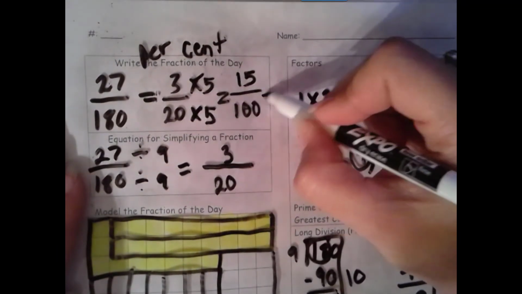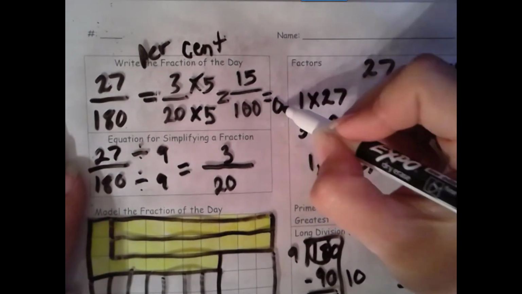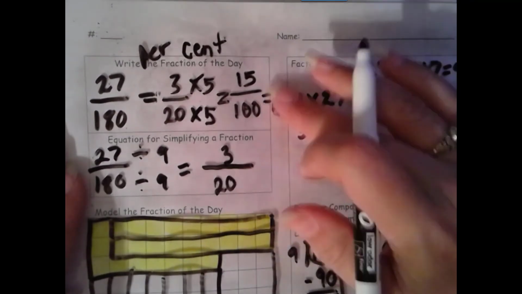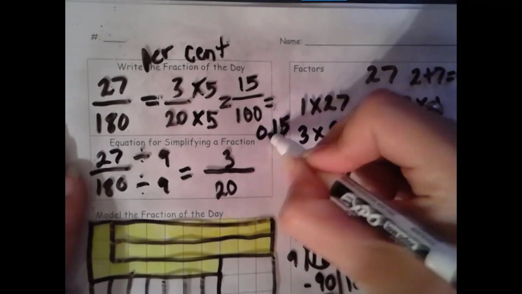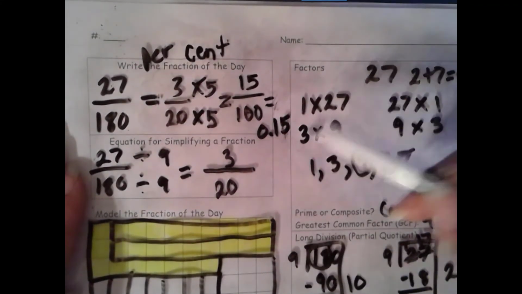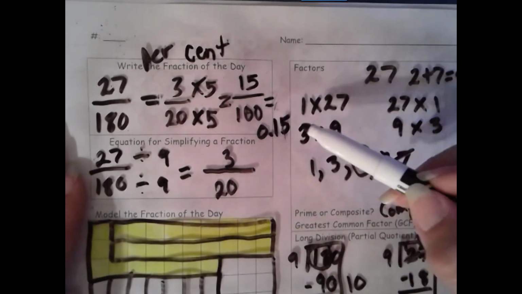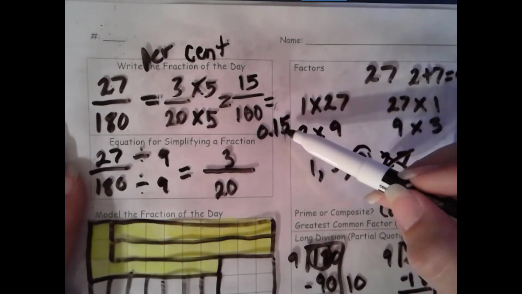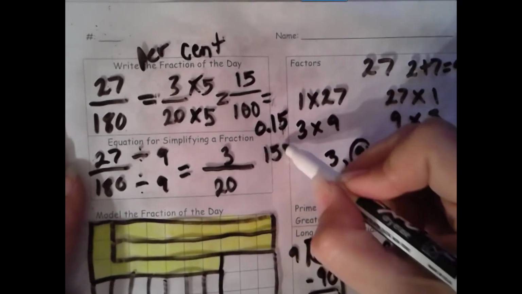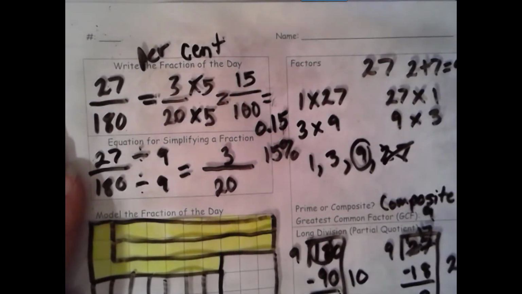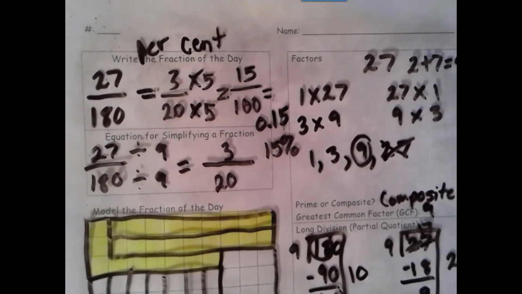So we have 15 hundredths, which looks like this as a decimal. Let me write it down a little bit lower. Like 15 cents. They're called cents because there's 100 of them to make $1. So 15 hundredths, or 15 cents if it were money. And then that's 15 percent. So we have completed 15% of our school year, and we have 85% of our school year left.